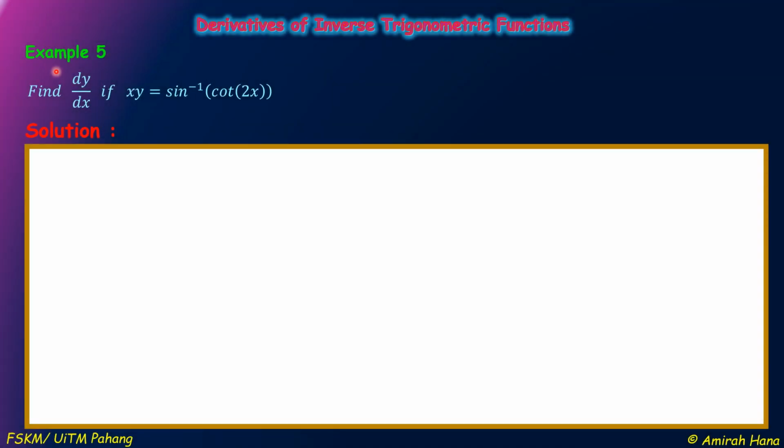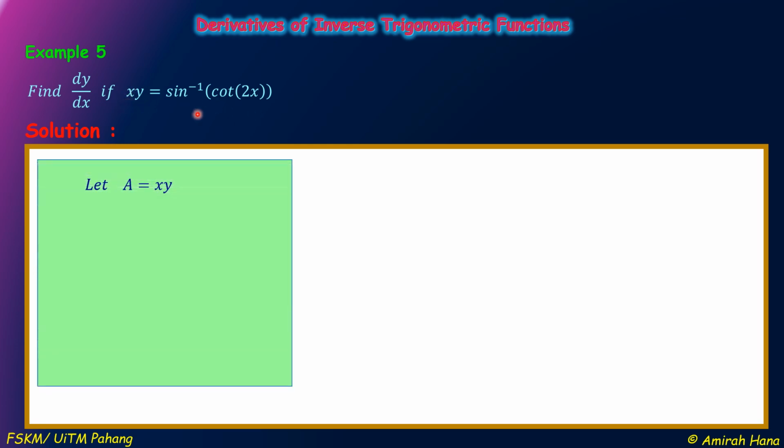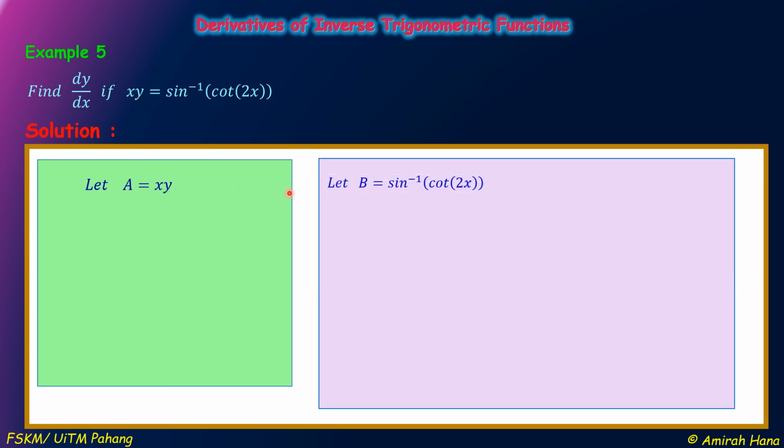Alright, now we continue with example 5 under derivative of inverse trigonometric functions. Find dy over dx if xy equals inverse sine cot 2x. To differentiate this function, we can let a equal xy, and b equal inverse sine cot 2x.